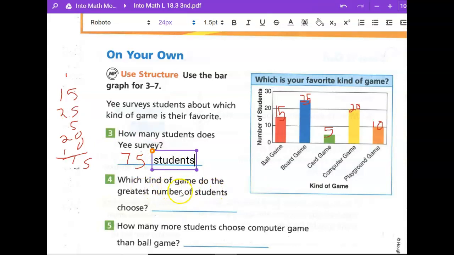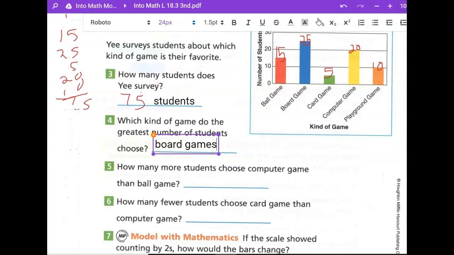What kind of games do the greatest number of students choose? Well, the blue bar goes up the tallest, so that's the game they choose. So they like to play board games. And how many more students chose computer games than ball games? So a computer game is 20, and a ball game is 15. So we have to put our largest number first, minus 15 equals 5 more students.